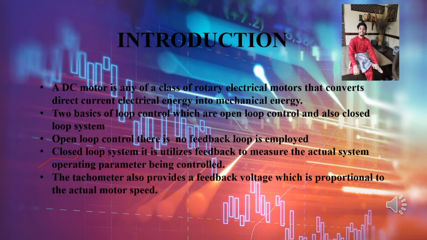A DC motor is any of a class of rotary electrical motors that convert direct current electrical energy into mechanical energy. There are two basic types of control system, which are open loop control and closed loop control. Open loop control has no feedback loop, while closed loop control utilizes feedback to measure the actual system operating parameter being controlled. The tachometer also provides a feedback voltage which is proportional to the actual motor speed.